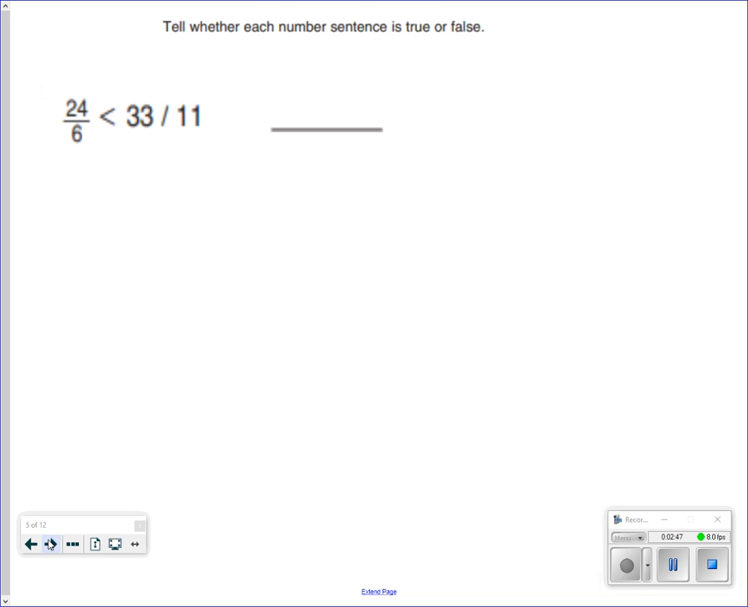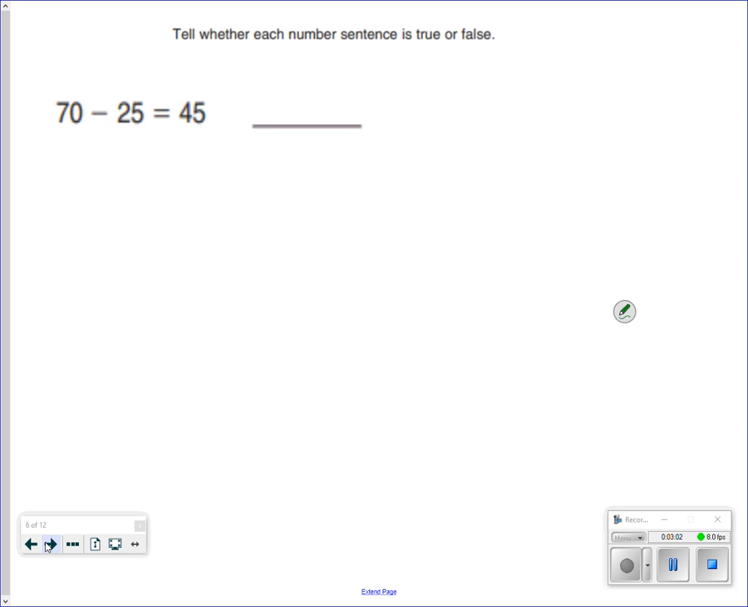24 divided by 6, is it less than 33 divided by 11? Well, 24 divided by 6 is 4. Is it less than 33 divided by 11, which would be 3? It is not, so this is false. Next one. 70 minus 25, what does that equal? 70 minus 25 would give me 45. Does it equal 45? It does, so that is true.